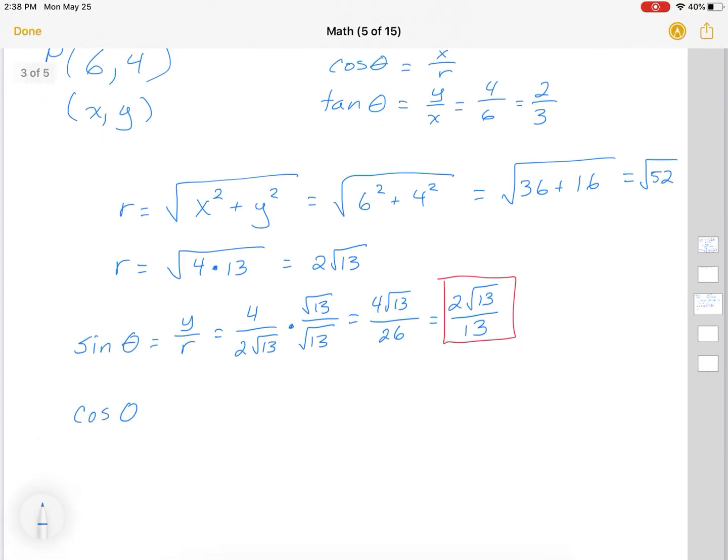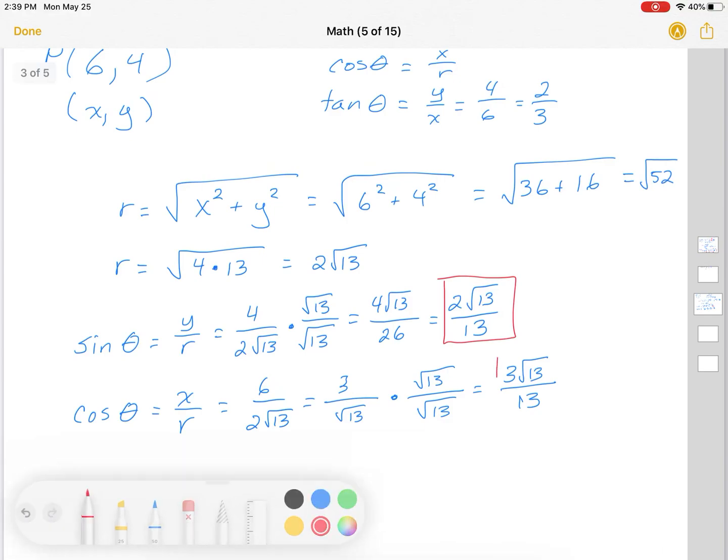For cos, it is x over r, so it's 6 over 2 root 13. And just for a trick, you can actually reduce that 2 out right away. It's the same as, I can divide the 2 out and get 3 over root 13. Either way you do it, then I still have to rationalize my denominator. So I'm going to get 3 root 13 all over 13.